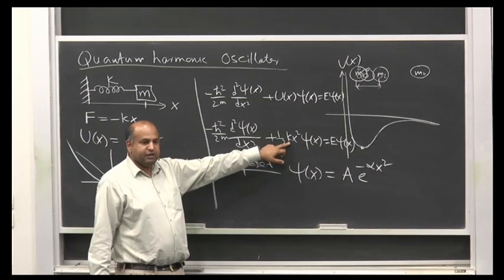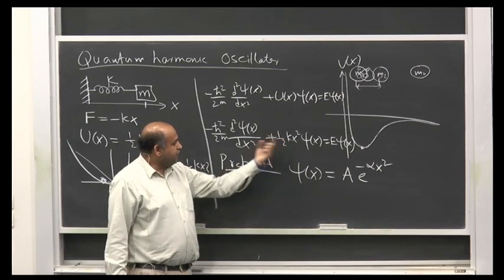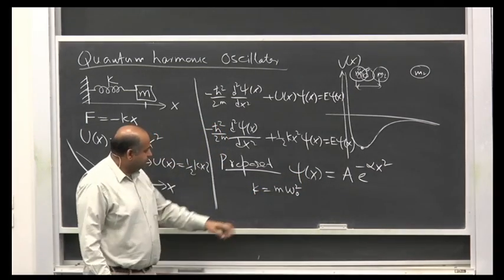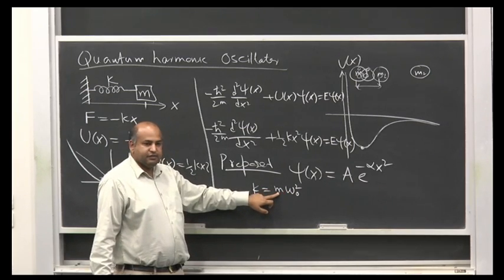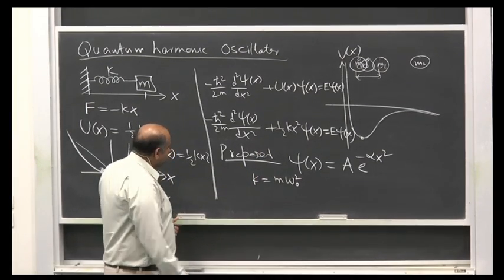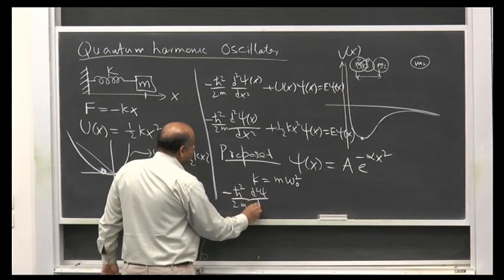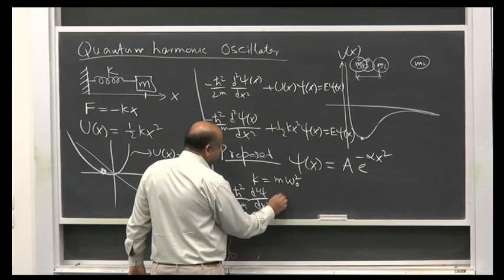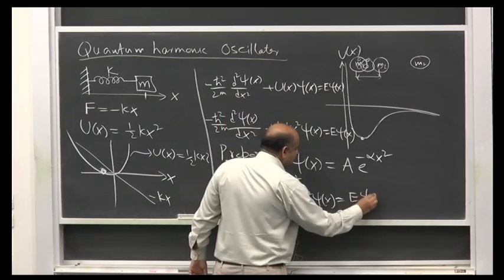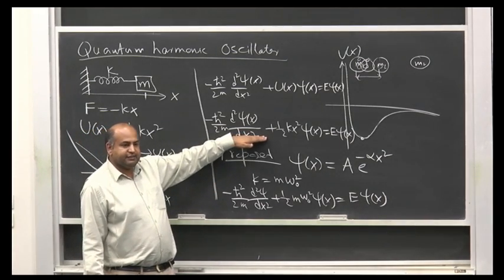This constant k, the spring constant, sometimes we just take it as it is, but most of the time we define this constant in terms of another constant, which is the natural frequency of the oscillator and the mass of that thing that is attached. So if I put this k here, this equation becomes minus h squared by 2m d squared psi by dx squared plus half m omega naught squared x squared psi of x. So you can solve the equation just like this, or you can solve it like this.